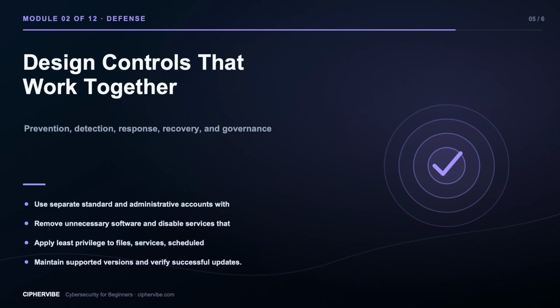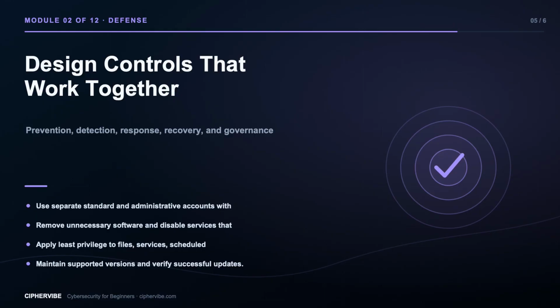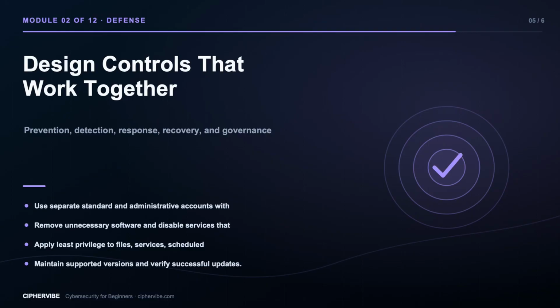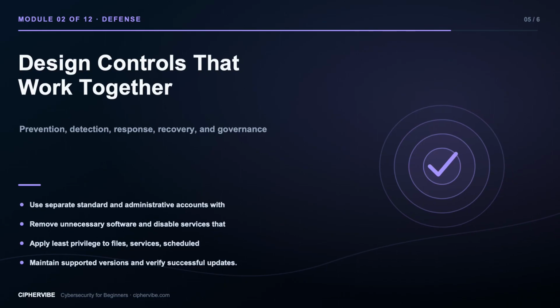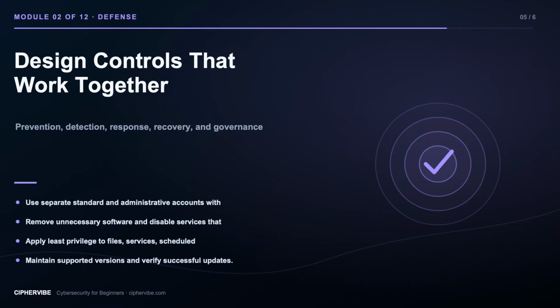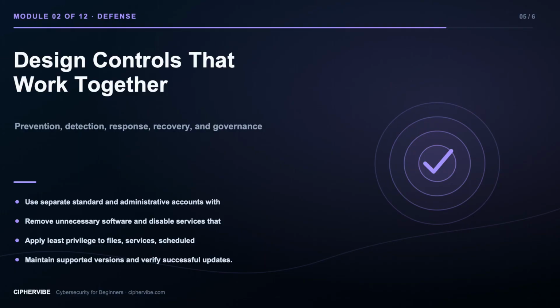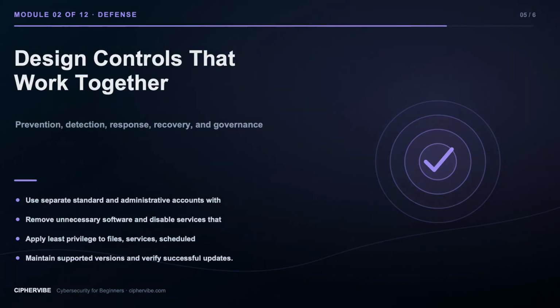Design for humans. A safeguard that is impossible to use correctly will be bypassed. Provide safe defaults, understandable messages, usable recovery, and clear escalation. Finally, preserve the evidence trail from observation through decision, action, and verification. That history supports investigations, audits, lessons learned, and honest measurement.